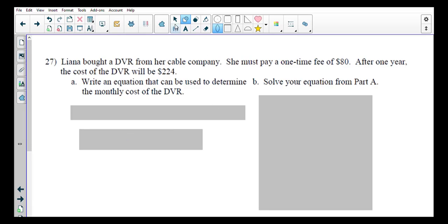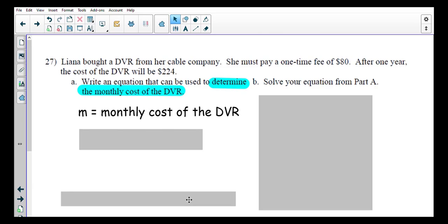First things first, let's identify our unknown. So our unknown in this case is the monthly cost of the DVR. So I defined a variable to represent that, and I said M equals the monthly cost of the DVR. From here, I'm going to put all this other information together. Now, I'm going to start here that the cost will be $224. That's after 1 year. That's the total cost.